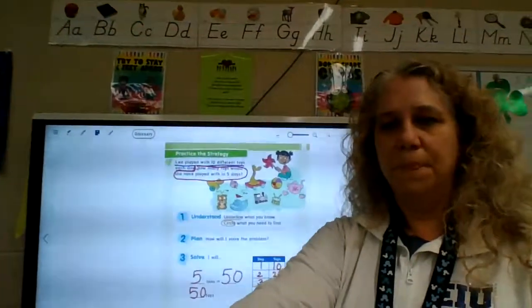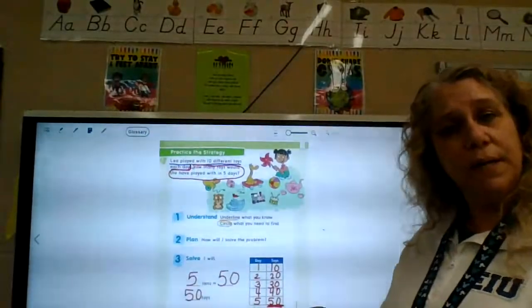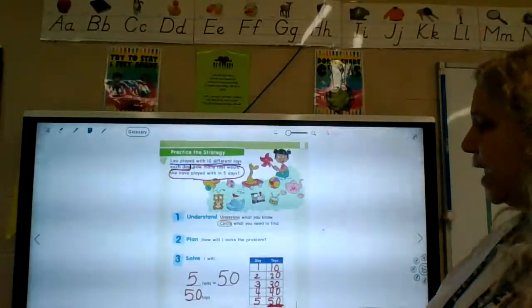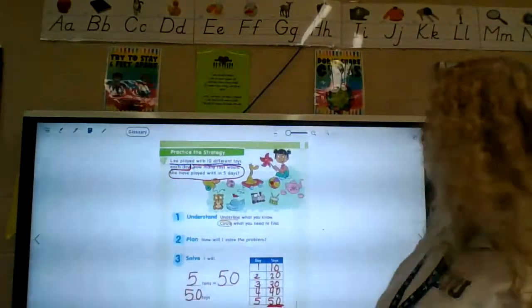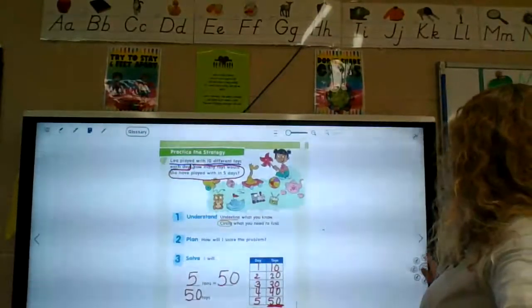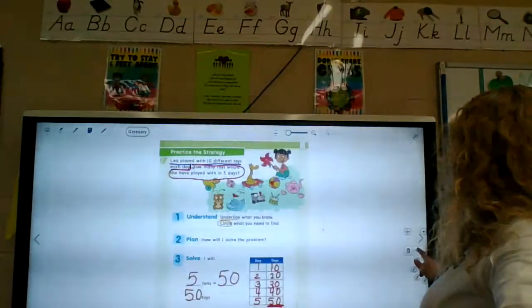Okay. So we used a table and it was pretty easy to figure that out. She had 5 tens and that was 50. Okay, let's go turn the page or look at the next page.